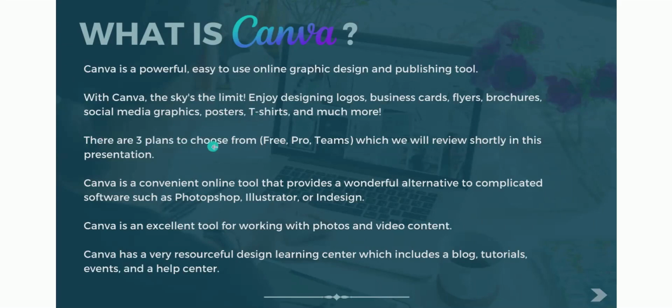There are 3 plans to choose from. You have the free plan, the pro plan, and the team plan. If you have, let's say, one or more persons using it for your business, you could also use the pro, which has more functionality. We'll talk about that shortly in the presentation. Canva is a convenient online tool that provides a wonderful alternative to complicated software such as Photoshop, Illustrator, or InDesign. Canva is an excellent tool for working with photos and video content. Canva also has an extremely helpful resource center, which includes a blog, tutorials, events, and a help center.